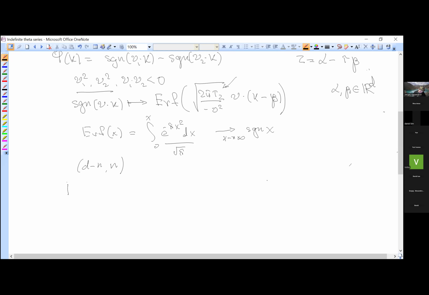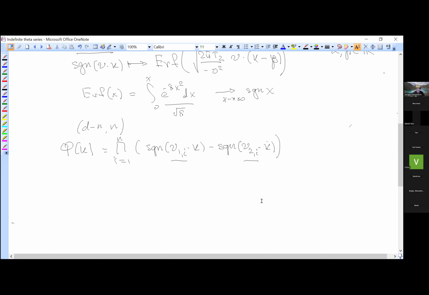Again, the claim is that you need to insert a certain kernel constructed from sign functions, and the simplest possibility to ensure convergence is to insert a product of differences of signs. So you write something like that, where the vectors v1i and v2i should satisfy certain conditions, which I will not specify, but there is a set of conditions which ensure that if you insert this kernel, you get a convergent theta series. That's one problem. It's easy to solve. But what about the second problem?